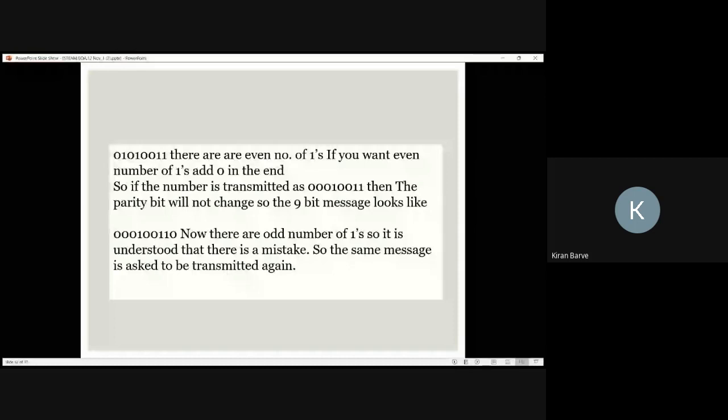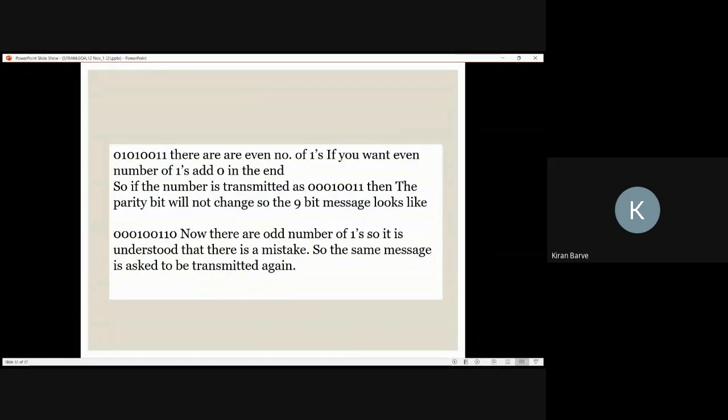010100011. There is an even number of ones, and I go by even parity. So in the end, the bit I will attach is 0, so that the number of ones remains even. Now, while transmitting the message, there was a change. The second one was changed to 0.